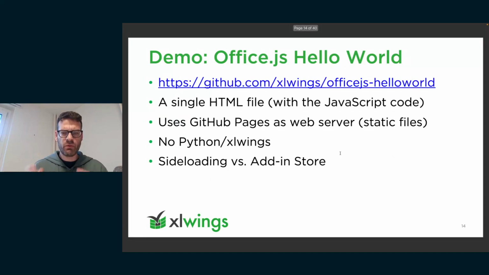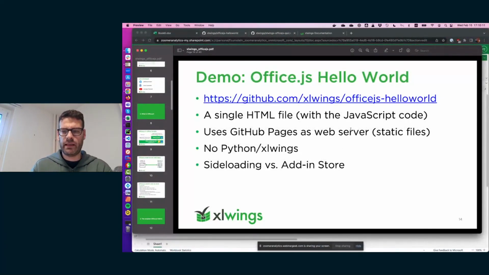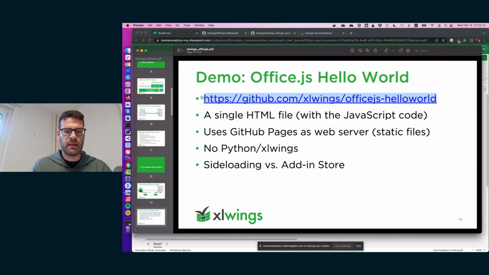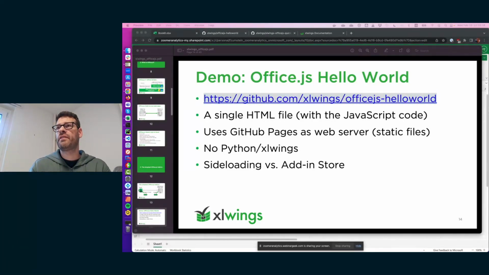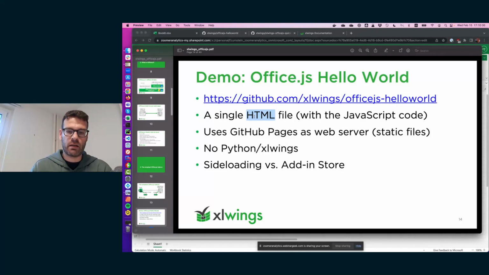So to run through this, I've created a little repository. I can paste that into the chat so that you can go there, and if you like, you could follow along. As I said, there is a single HTML file, and at this point, that has nothing to do with Python and xlwings. It's the bare bones Office.js functionality.